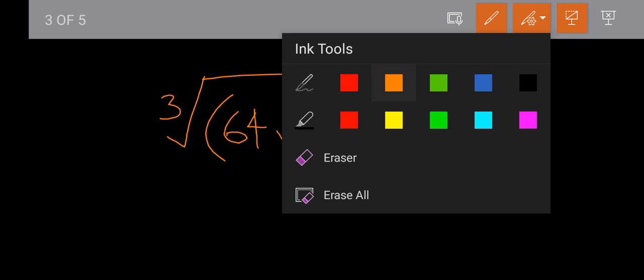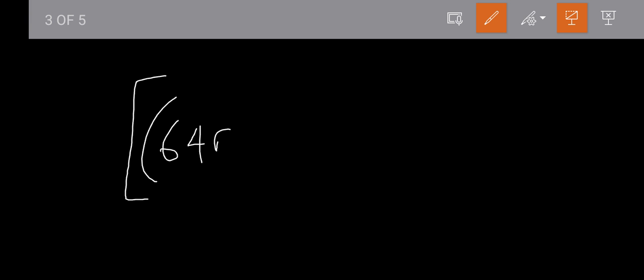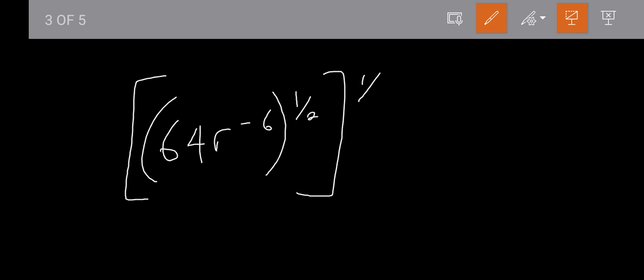All right, welcome back. So what did you think about the question? Let us try to attempt the question. Now look at that clearly. If I want to interpret that question, it also means this: 64r to the power minus 6, raised to power 1 over 2, raised to power 1 over 3. So the fraction index there indicated the roots.